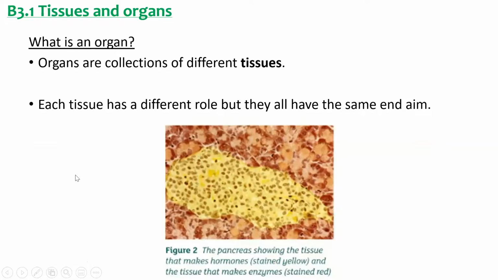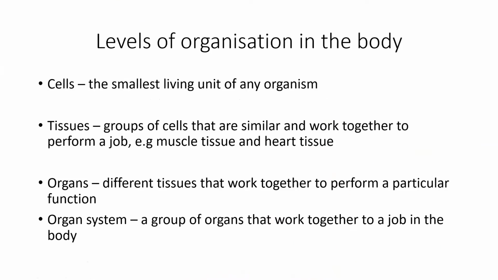So organs we move up to. Organs are collections of different tissues. Each tissue has a different role, but they all have the same end aim. So yeah, you've got levels. That's why I had the slide at the beginning. This is a good slide to refer back to, because it can get confusing. You have cells, then you have a tissue, then you have an organ.